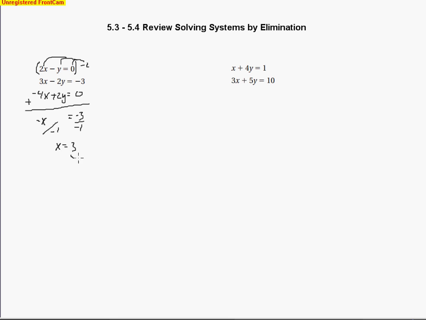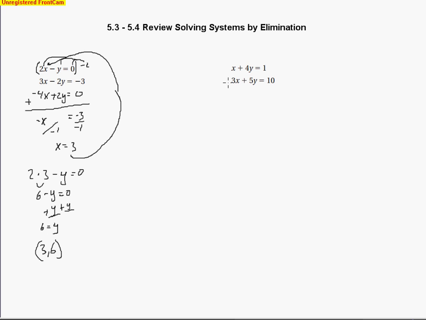Now I still have to substitute, though. So I'm going to take that x value, substitute it in for one of these x's here, and solve for y. So 2 times 3 minus y is 0, so this makes 6. 6 minus y is 0, so all I have to do is just move the y over, add y to both sides, and I'll figure out what y is. So 6 is what y is, and I just write that as an ordered pair, (3, 6).